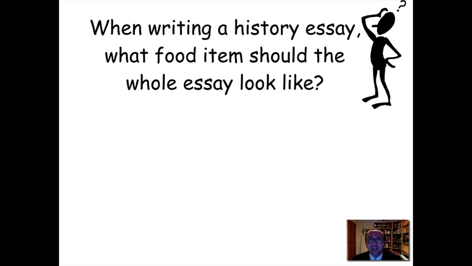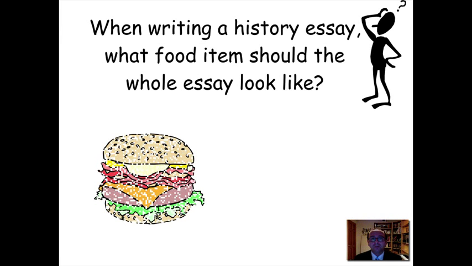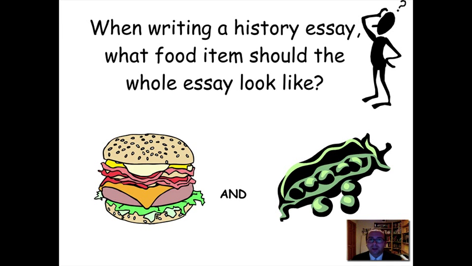When students are writing essays in history, we often refer to two examples of food as models to prompt them to remember how to write. Those two models are the burger and peas. The burger is a metaphor for how we construct an essay, and the peas, well, that refers back to the PEA model, the way in which students should conduct and construct individual paragraphs within their essays.